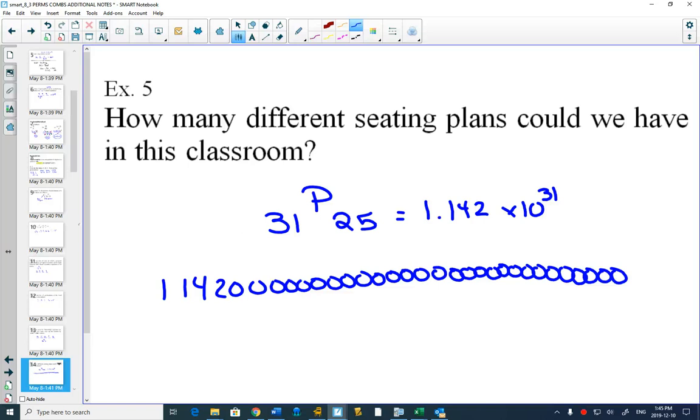I guess technically you would say that that is about 1.1, this is the proper word, 1.1 nonillion. I know it's one of my dreams to become a nonillionaire, but I don't think it's going to happen. Huge number.